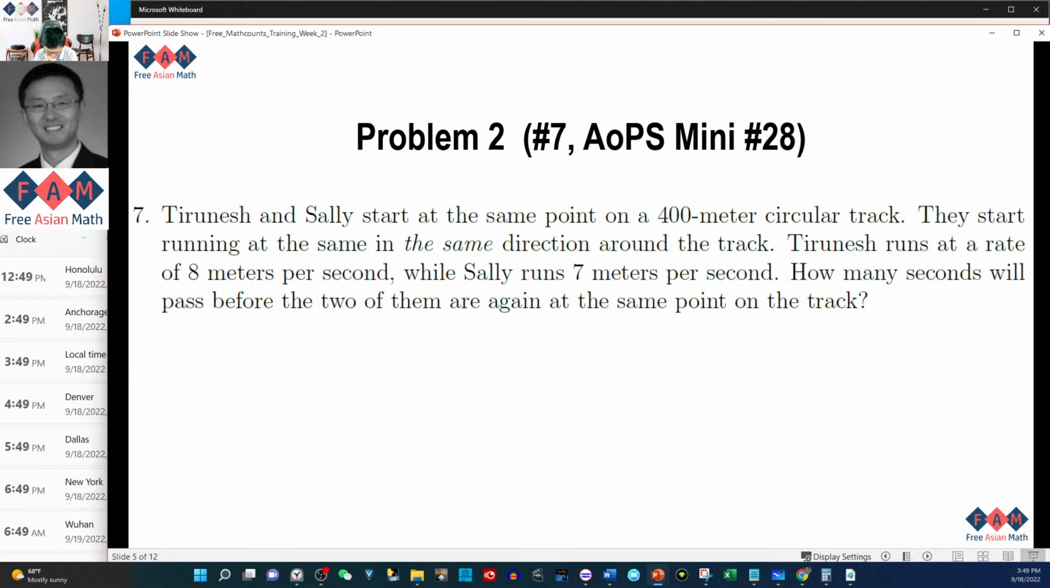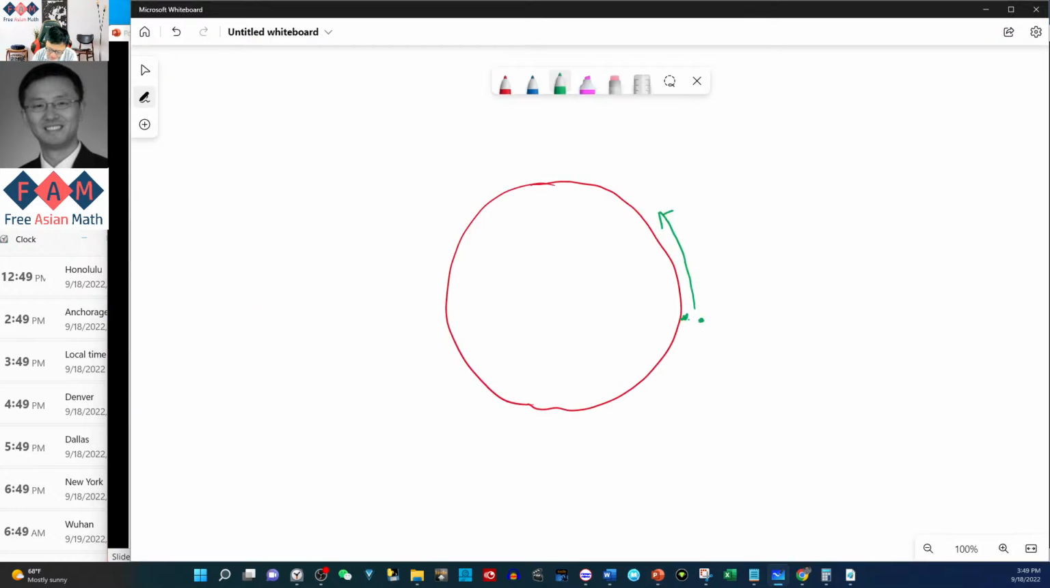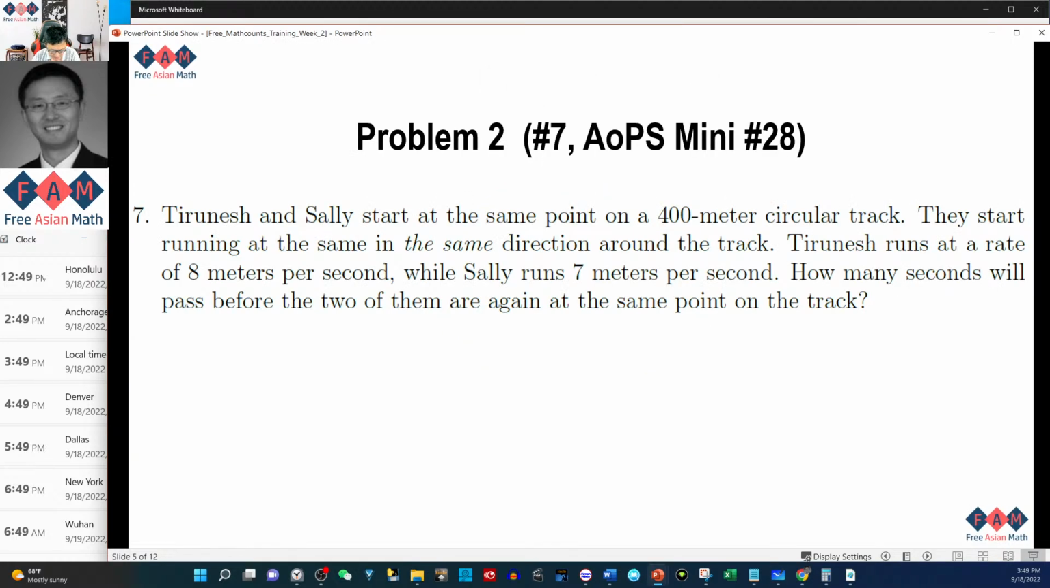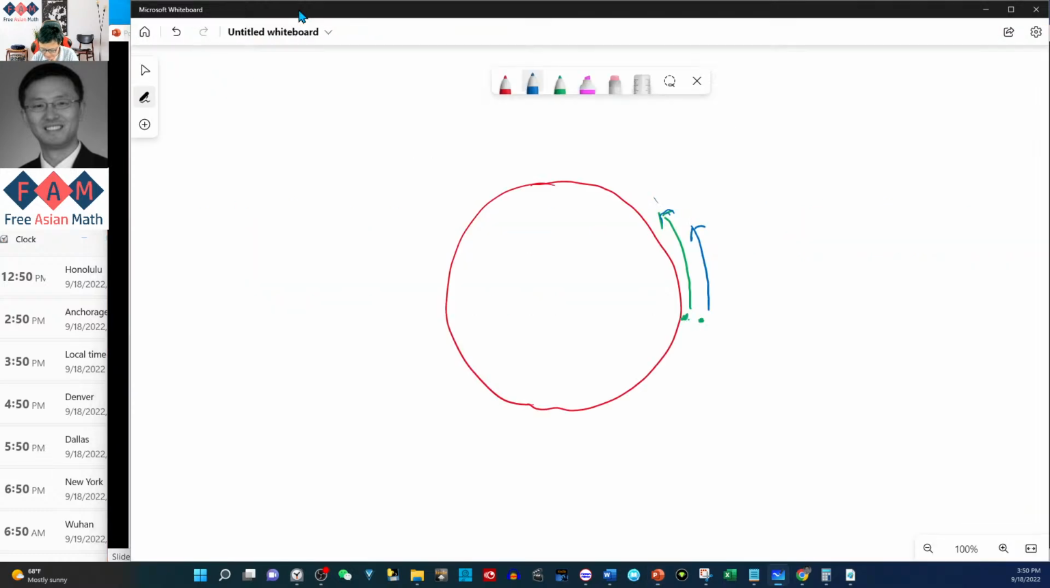So you really have to understand what the problem is about. The two travel in the same direction, from the same place. Apparently one is faster, 8 meters per second, and the other is slower, but along the same direction. So immediately after they start, the fast one will be ahead of the slower one. Let's just say the green one here runs faster. I actually don't know the gender of Tirunesh. It sounds like an Indian name, but I'm not sure whether that's a girl's name or a boy's name. But let's just assume this is the green one here. So immediately he or she is ahead of the blue person.